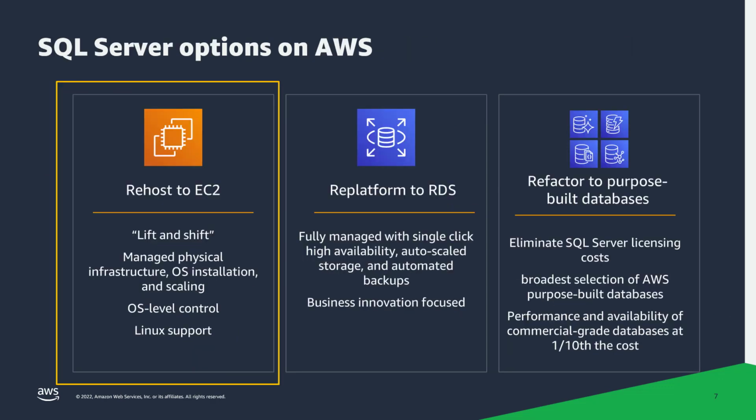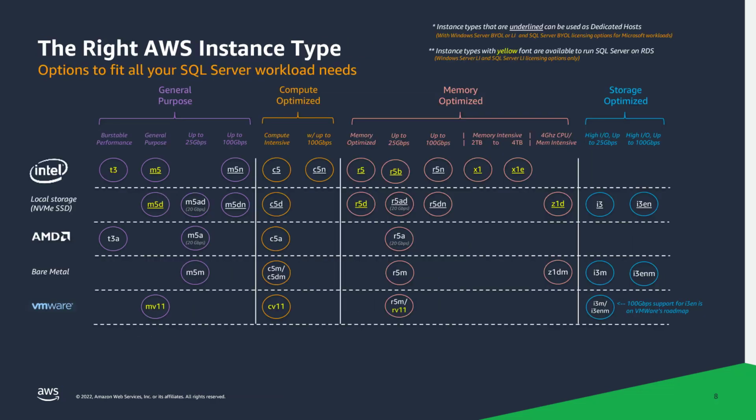There are a couple of different ways to run and modernize SQL Server in AWS. Broadly speaking, these methods would fall in one of the three categories, that is, rehost, replatform, or refactor. Let's look at rehost option first. Rehost is the ability to take your existing SQL Server instance from on-premises deployment and host it on AWS. You can optimize your lift and shift instance on AWS by choosing right AWS instance types.